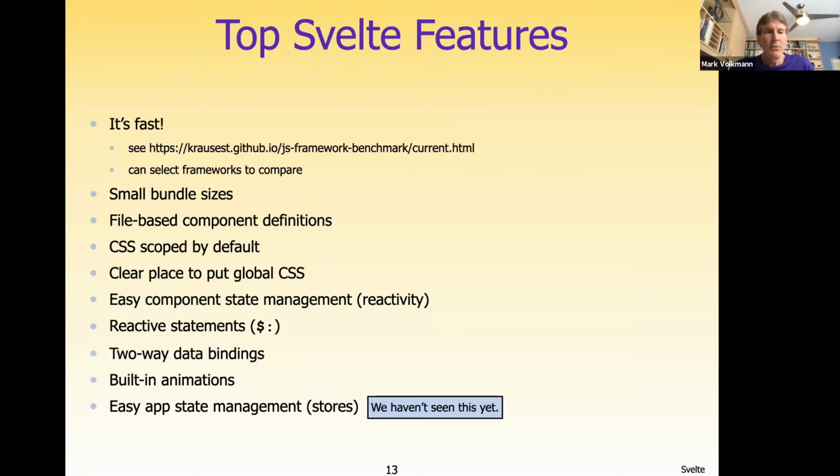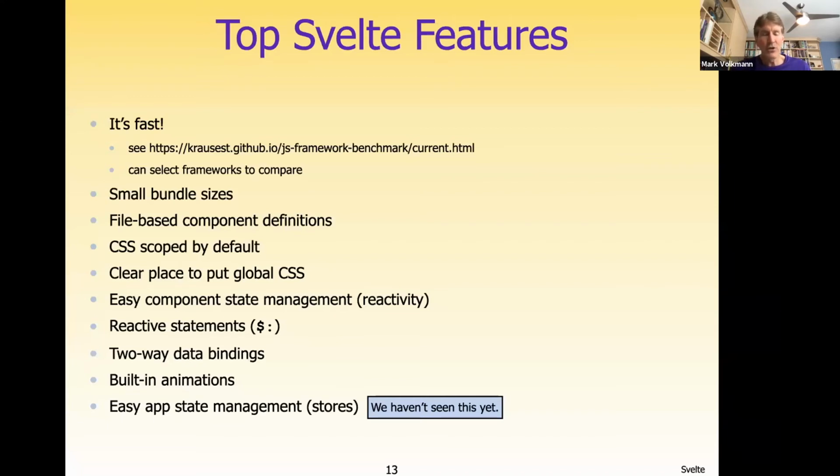It gives you a very small bundle size, and I'll go into more detail on that in a few slides here. File-based component definitions, that means that you define a component in one file that is a combination of JavaScript and HTML and CSS. The CSS is scoped by default. So if I say that a button should be red inside my to-do component, that doesn't mean that all buttons in the application are red. I'm just describing styling for that one component.